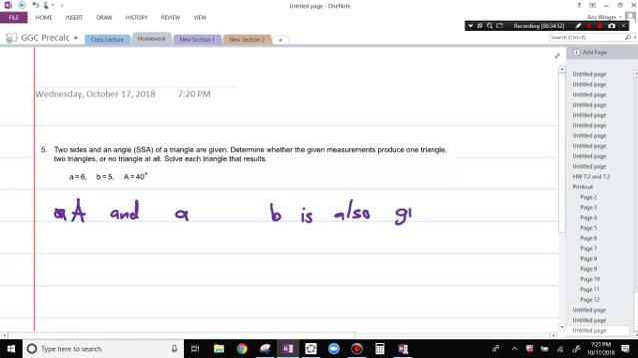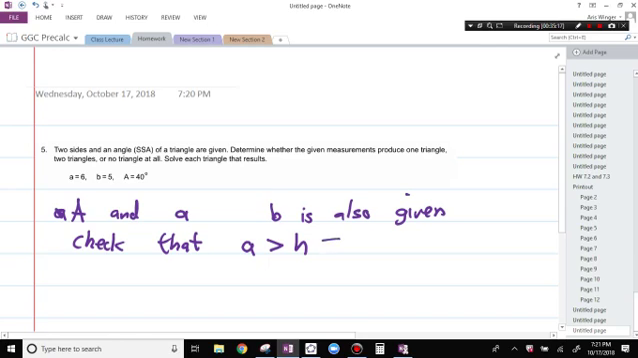And there are a few things we need to check. First of all, that A is bigger than the height of the triangle. If it's not, then there can't be a triangle, right? We have to check that A is bigger than H. Okay.